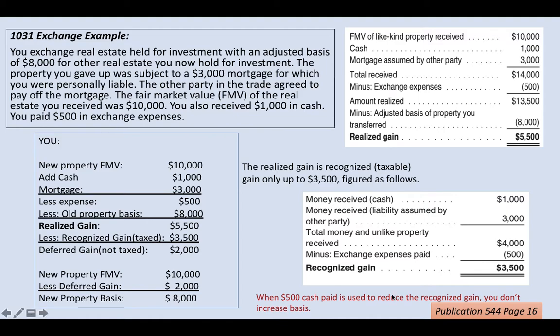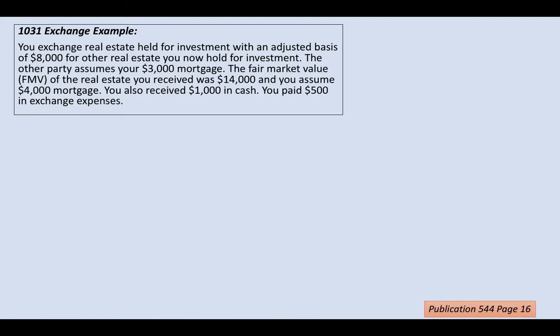Here I have a little note. Usually the IRS says if you have money paid out of pocket during the exchange, they may increase your basis in the new property. However, in this situation, because your $500 paid is used to reduce the recognized gain, you do not increase your basis. So that's a little note. This is another example, where the other party assumes your mortgage and you assume the other party's mortgage as well.